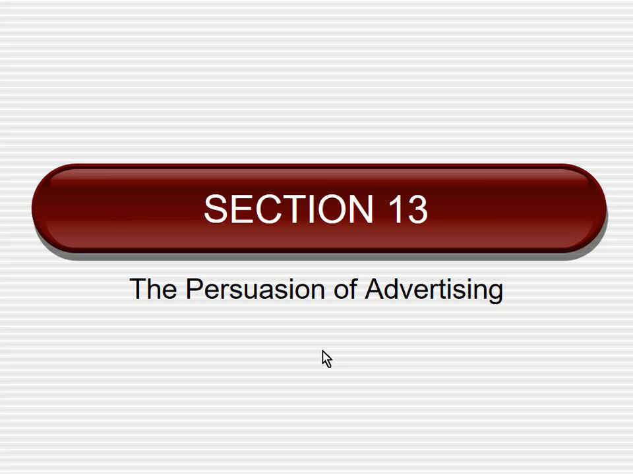So we have section 13 here, which is the persuasion of advertising. What I've decided to do, and I'll also go over this in class on Tuesday, is that looking at the number of slides that I had, I had a lot of slides for advertising, so I'm going to break it into two parts. Section 13 is going to be the first part of the persuasion of advertising, and section 14 will be the second half of the advertising material. That'll push things around.